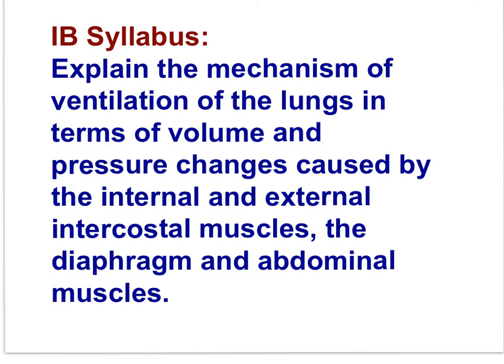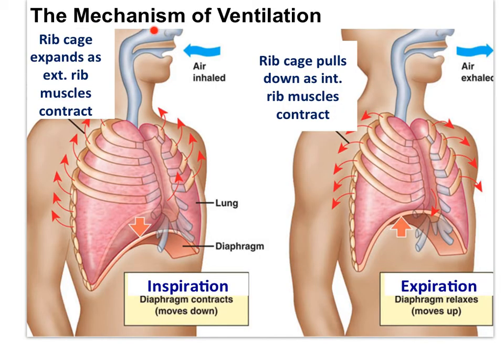Here is the first IB syllabus statement to kick off this movie. Explain the mechanism of ventilation of the lungs in terms of volume and pressure changes caused by the internal and external intercostal muscles, the diaphragm, and the abdominal muscles. The mechanism of ventilation involves a change in the volume of the thoracic cavity. Inspiration results from a lifting of the rib cage and a contraction of the diaphragm where it flattens, pulling down. This increases the volume of the thoracic cavity. Air is inhaled. This is inspiration.